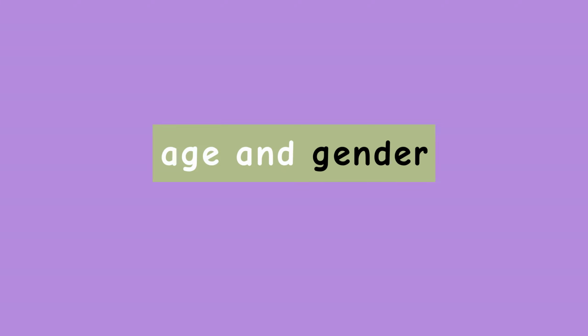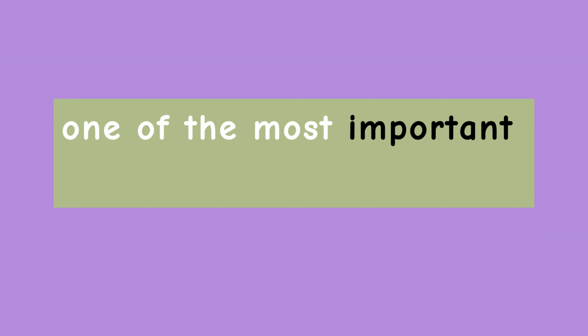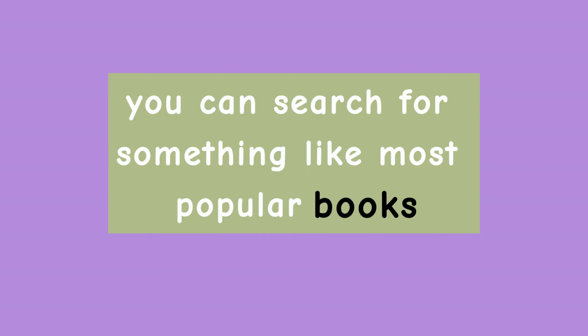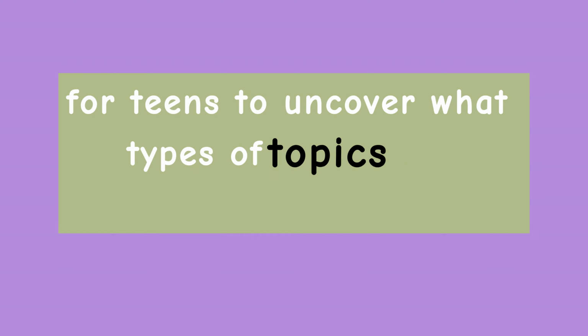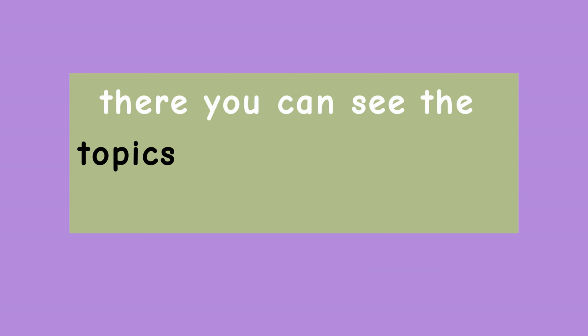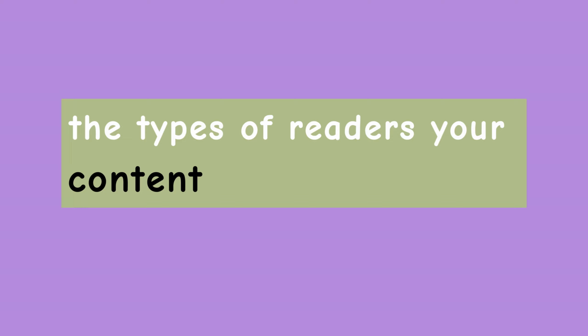Age and gender. One of the most important aspects to consider is age. Naturally, some topics are more attractive to younger people than to older folks, and vice versa. You can figure out what topics folks are interested in by doing an online search. You can search for something like most popular books for teens to uncover what types of topics are trending among teenagers. Also, going online, platforms such as Amazon can reveal what types of books are most popular. There you can see the topics that most readers are into. That should give you an indication of the types of readers your content can resonate with.